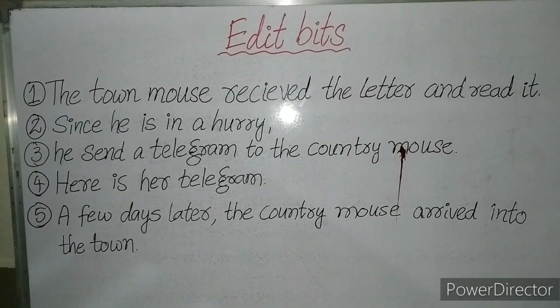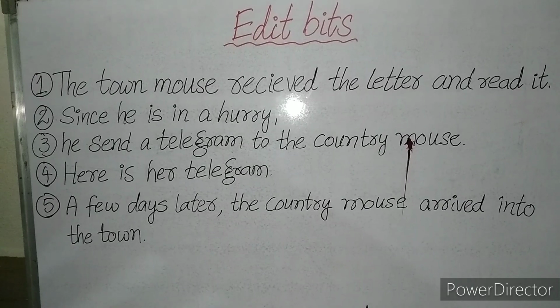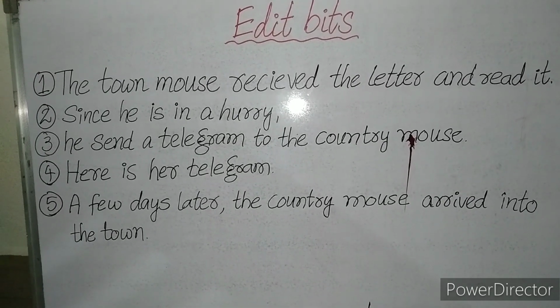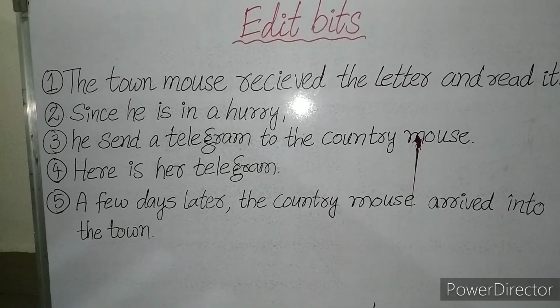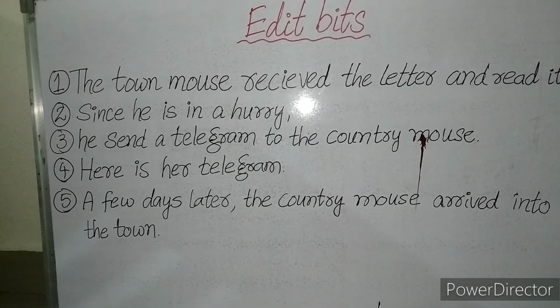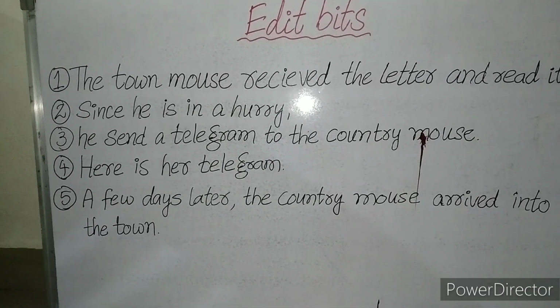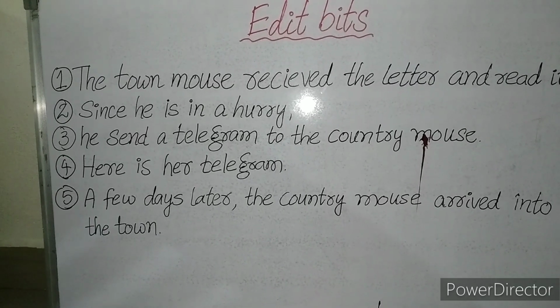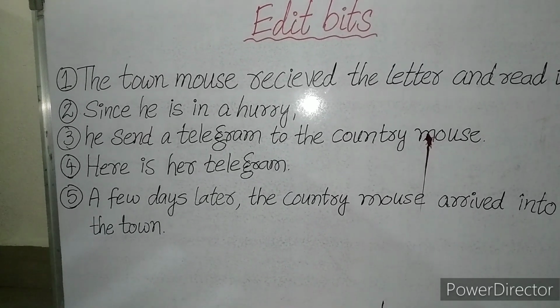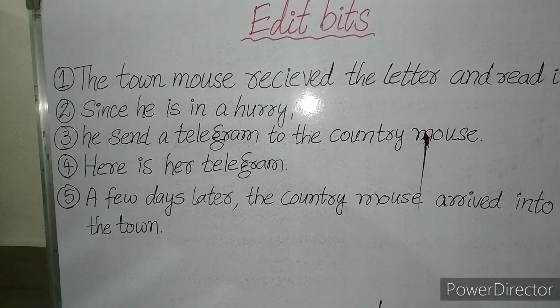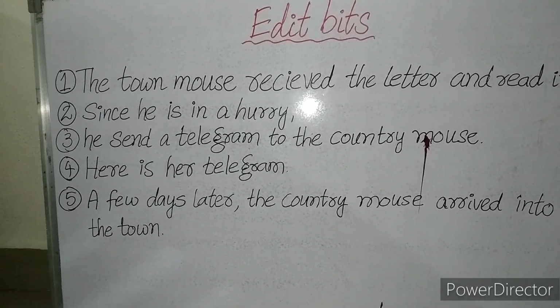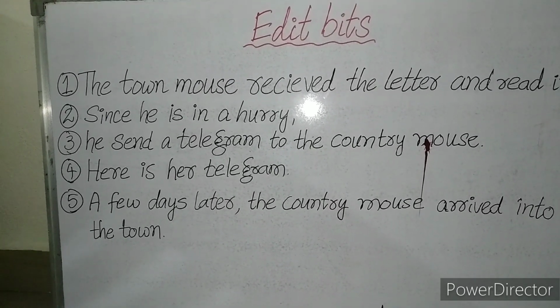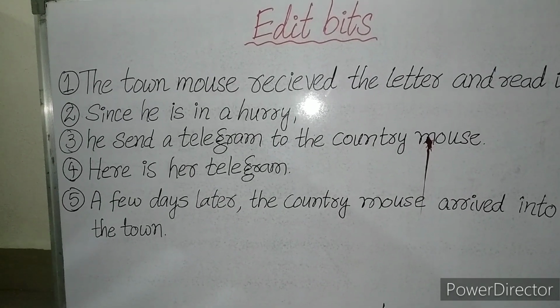For example, this is a passage from The Town Mouse and the Country Mouse. You can read the passage. The town mouse received the letter and read it. Second one, since he is in a hurry. Third one, he sent a telegram to the country mouse. Fourth one, here is her telegram. Fifth one, a few days later, the country mouse arrived into the town. I hope you know the passage.